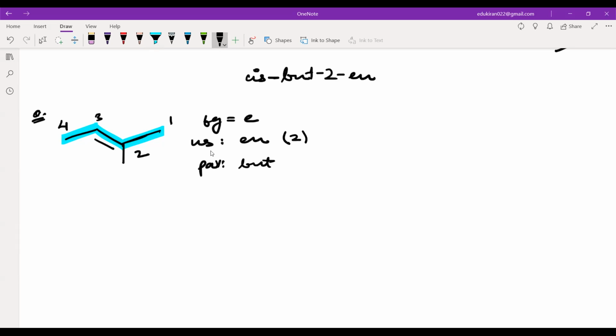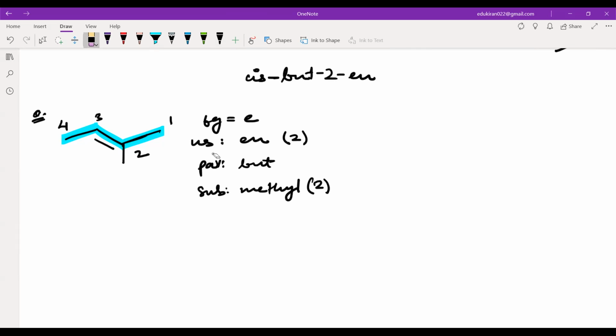So this is in the second position. And then you have a substituent, which is methyl. And where is methyl? Second position, yes. So this will be 2, sorry.